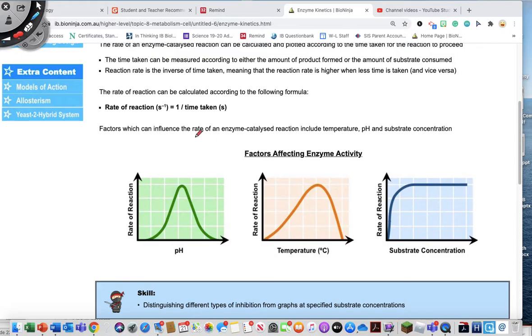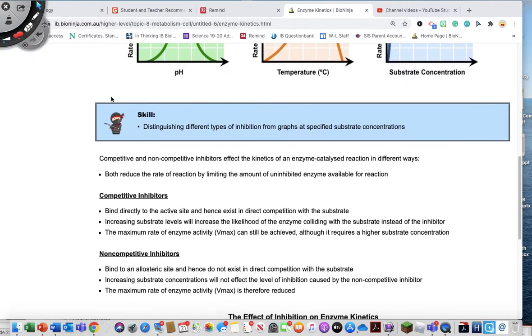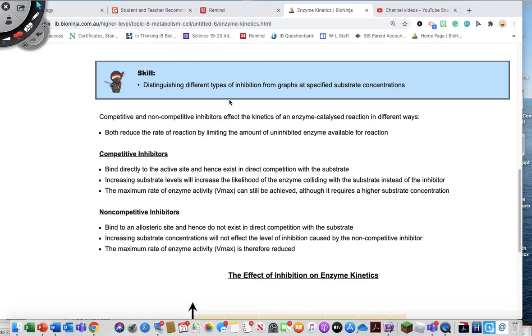All right, so let's continue then. Let's distinguish between different types of inhibition from graphs at specified substrate concentrations. This is the skill. In this skill, we're going to look at how competitive and non-competitive inhibitors affect the kinetics of enzyme catalyzed reactions. Now, one thing to remember is that they both reduce the rate of the reaction by limiting the amount of uninhibited enzyme available for the reaction. So they're both going to reduce the rate of the reaction. Before we look at how they do it, let's first look at the graph. It's very helpful.